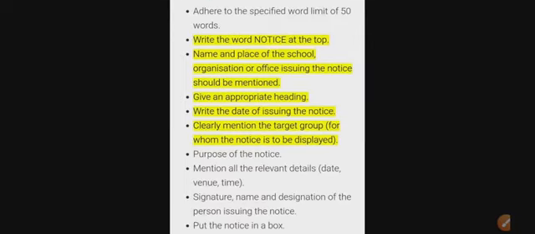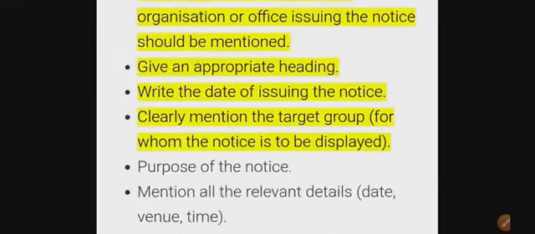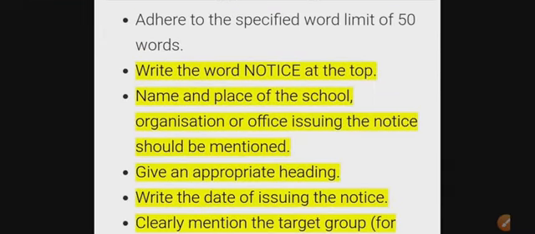Now, here are some important tips which we can follow, and these will help you to write a nice notice so that you can score marks. Children, first of all, you should adhere to the specified word limit of 50 words. See, don't cross the word limit. If the limit is 50 words, just go by it. All right. Now write the word notice at the top. It is compulsory. Then the name and place of the school or organization or office issuing the notice.